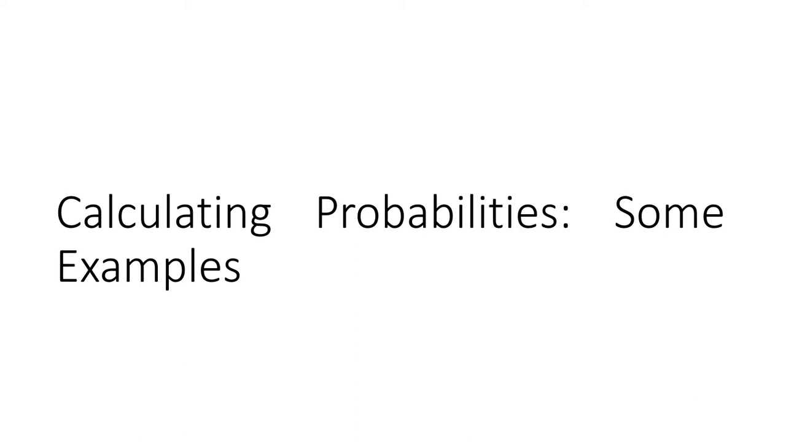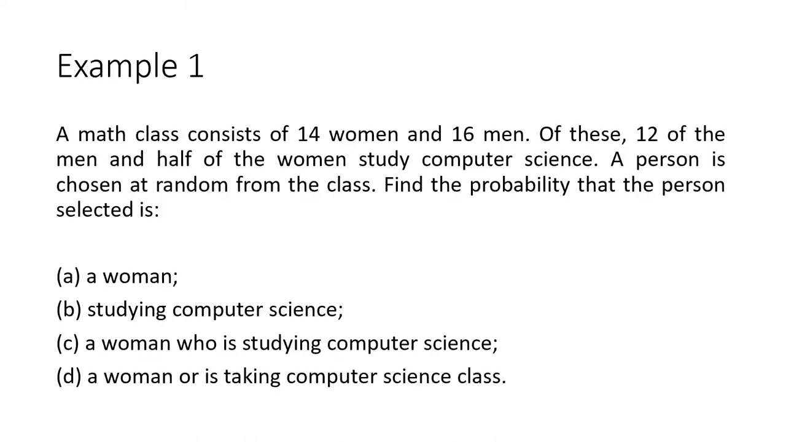Hi, welcome to another video which is devoted to calculating probabilities using some numerical examples. This is the problem we are going to analyze. A math class consists of 14 women and 16 men. Of the students, 12 of the men and half of the women, 7 women to be more precise, also study computer science. A person is chosen at random from the class.